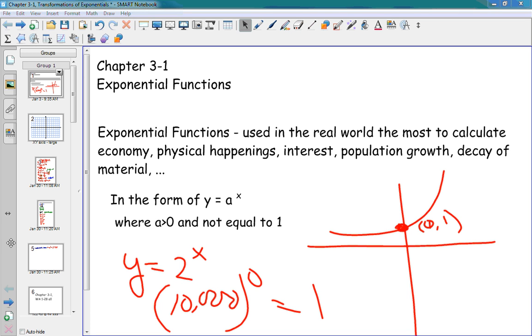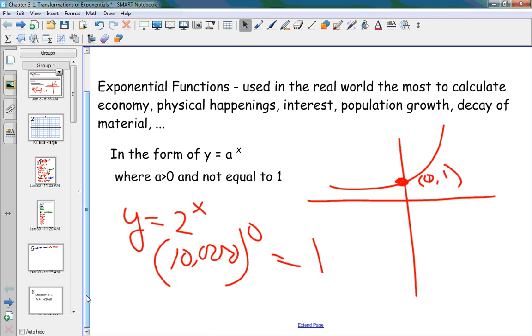So exponential functions are found all over the real world. We talked about the fact that they model growth and decay. Do you understand that? Now, it's all in the form of a to the x. Right here I have y equals 2 to the x. Y equals 2 to the x is an example of an exponential function.